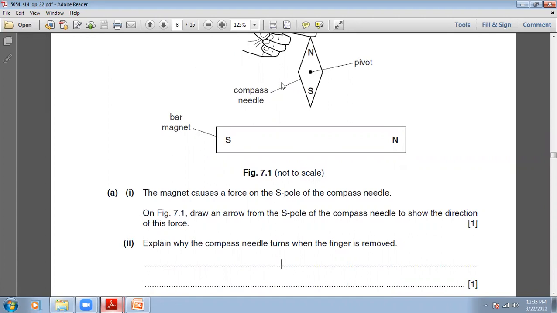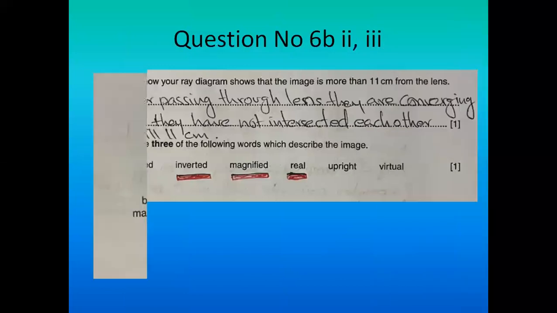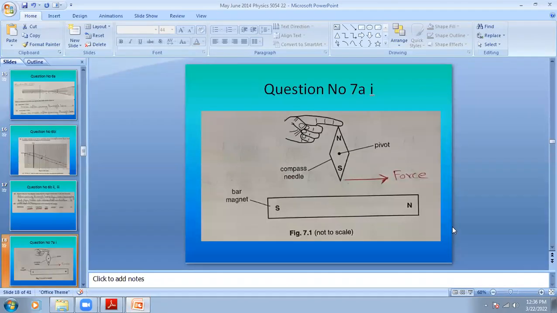You see, because magnetic lines are going from north to south, the north of this compass needle will go in this direction, and this S pole will go in this direction. So let me show you. The force experienced by the south pole of that compass needle will be towards the right. I have shown it with an arrow of red color. So hopefully you understand. The north of the magnetic compass will follow the magnetic field lines.